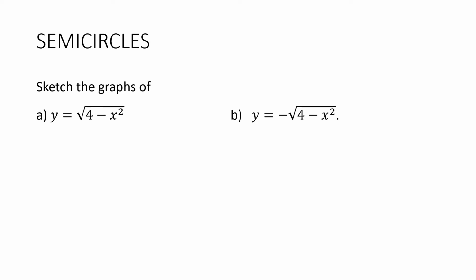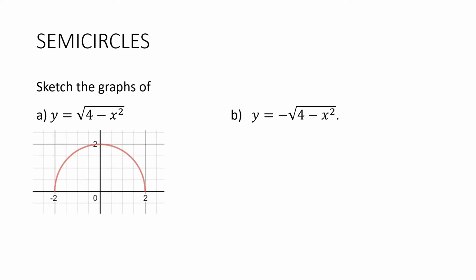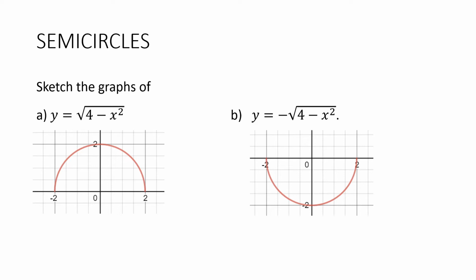So if we've got y is equal to the square root of 4 minus x squared, it will have a radius of 2, center 0, 0, and it's going to be the top semicircle. What do you think this one's going to be? Exactly the same, it's just the bottom half, like that.